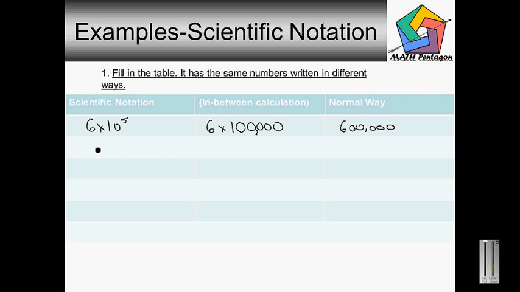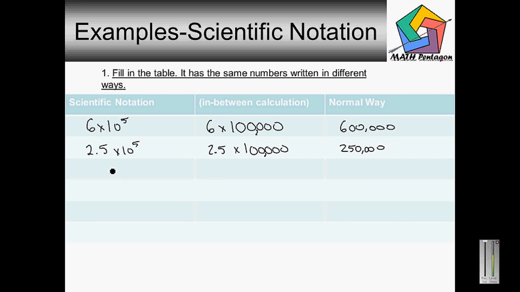Okay, so let's do another one. 2.5 times 10 to the 5th power, and we want to do the in-between calculation. So we do 2.5 times, we have 5 zeros with the 1, so it'll be 1 plus the 5 zeros, 1, 2, 3, 4, 5. So we have 2.5 times 100,000, which would give us 250,000 when we multiply. That would be the normal way.